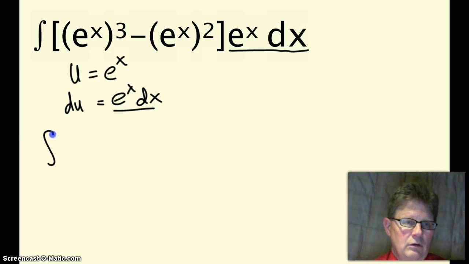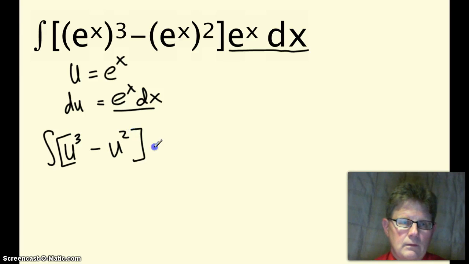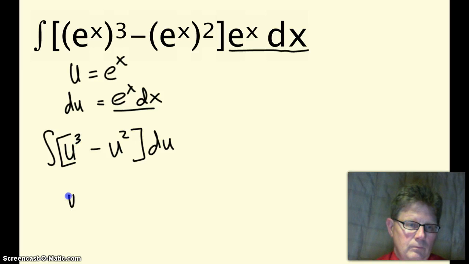So we've got the integral of u cubed minus u squared with respect to u. Oh, come on. It couldn't have been that easy of a substitution. Yeah, sure. Okay. Add 1 to the exponent. Multiply by the reciprocal of the exponent. Add 1 to the exponent. Multiply by the reciprocal of the exponent.